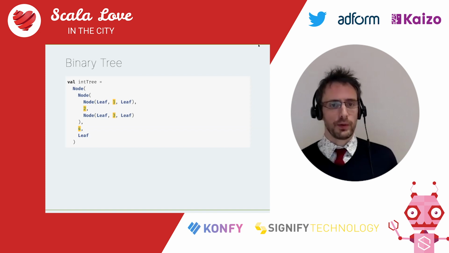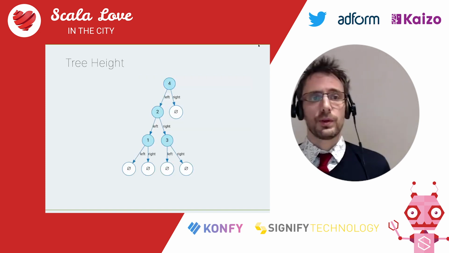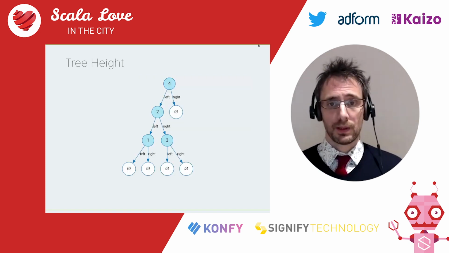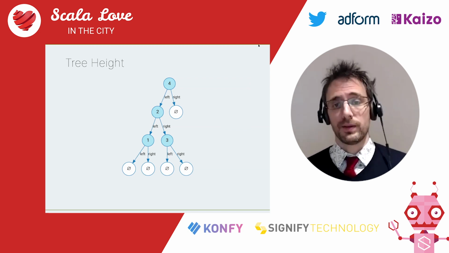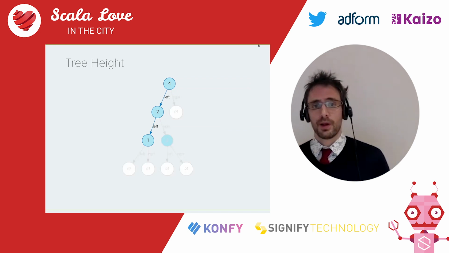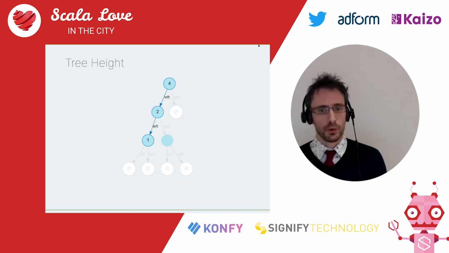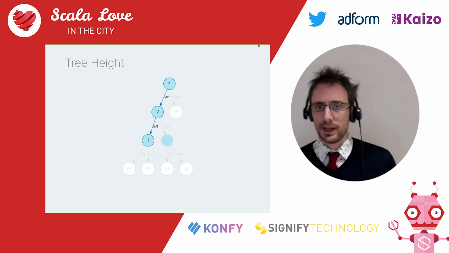Now, what problem are we going to solve? I want to compute the height of that tree. The height of a binary tree is defined as the longest path from the root of the tree to a non-leaf node. And in that case, it's clearly three.